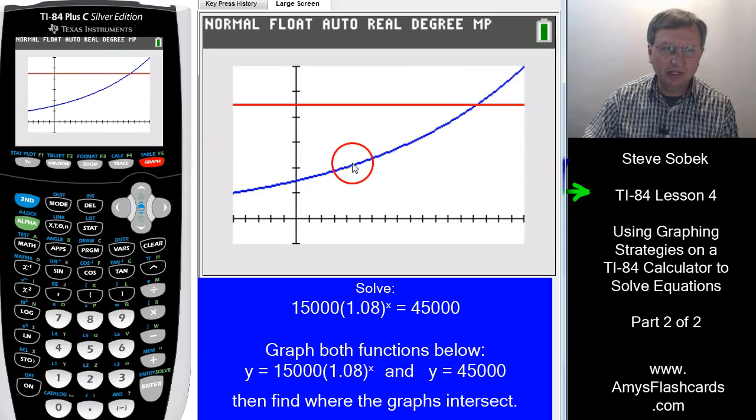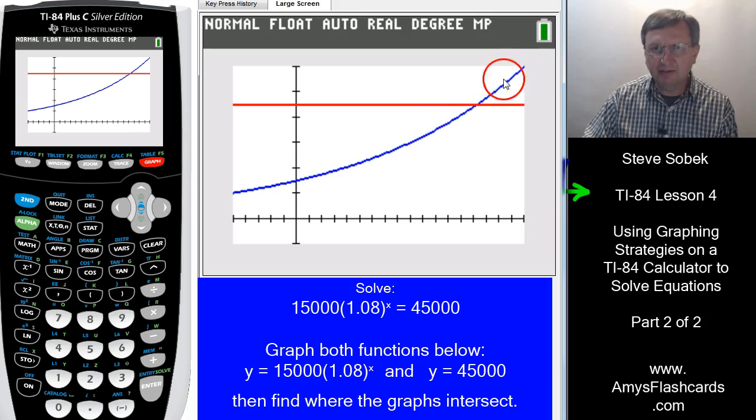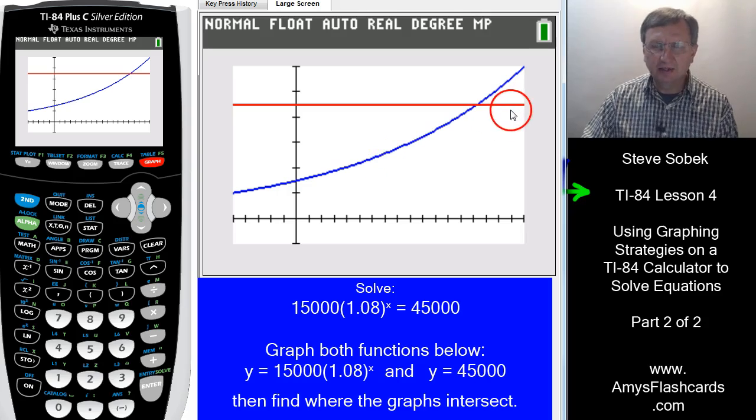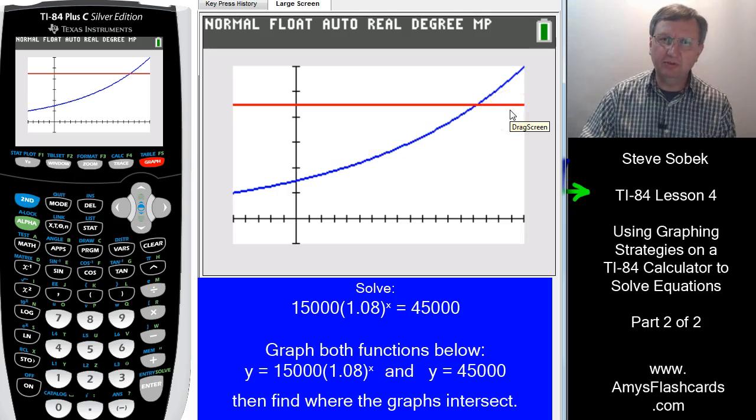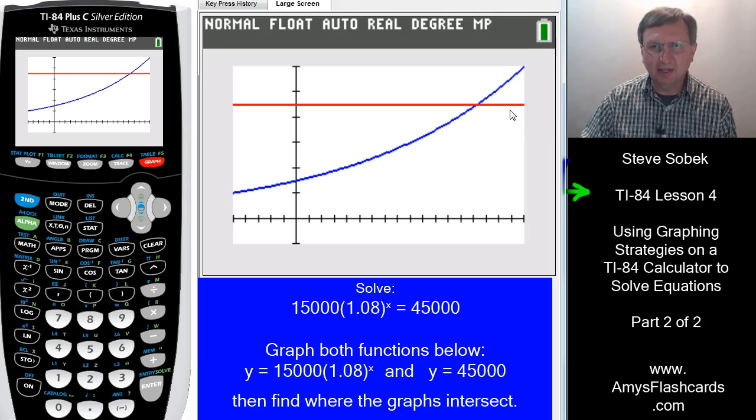Okay, so 4 years, that'd be this point right here, I have 40,000. So the graphs have so much more meaning when we use method number 2. And so I kind of lean toward that method.